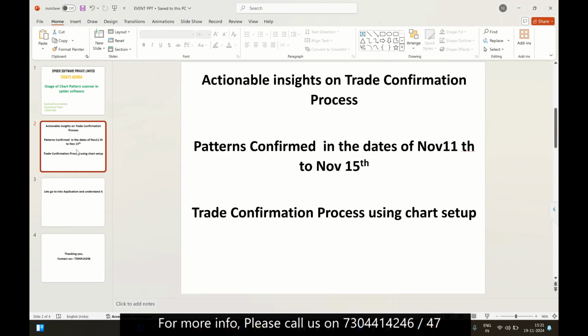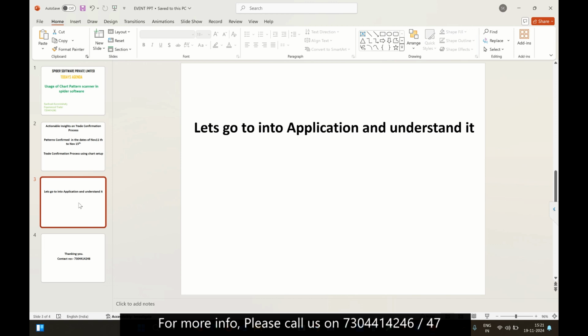We will have a tutorial on how to use the chart pattern scanner in Spider, and what trades got scanned between November 11th and November 15th as different case studies in the scanner, and how to take the confirmation process by using the advanced chart setup in Spider software. Let's go into the application and understand it.